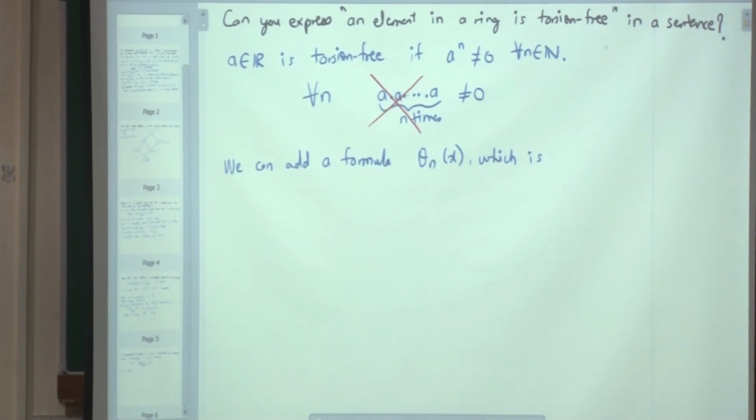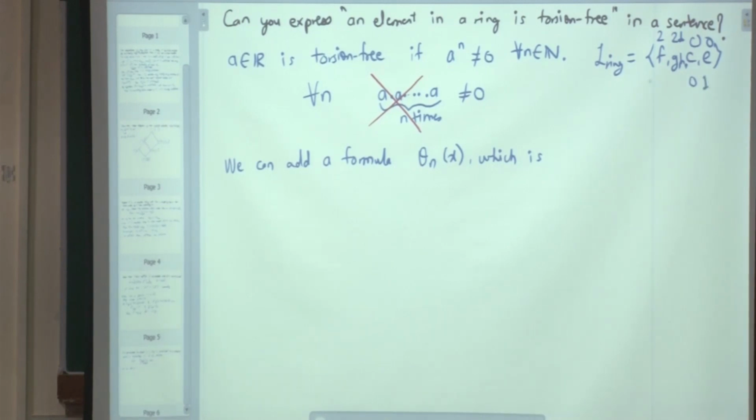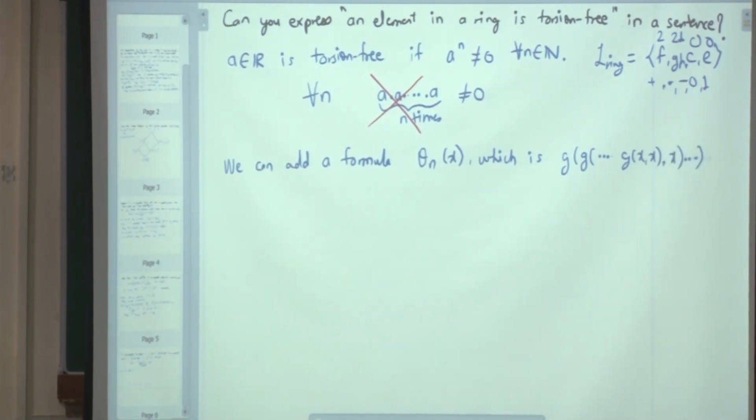Our language is that of rings, so it is L ring, and we have F, G, C, E. This is binary, binary, and then maybe there is an H which is unary, then 0 and 1. This one stands for 0, this one stands for 1, plus, dot, minus, 0, 1. These are our notations. So we have to write that G of x, comma x, and so on. Finally, you will have G of x, comma x, and so on, and that is equal to C, and you put a negation.